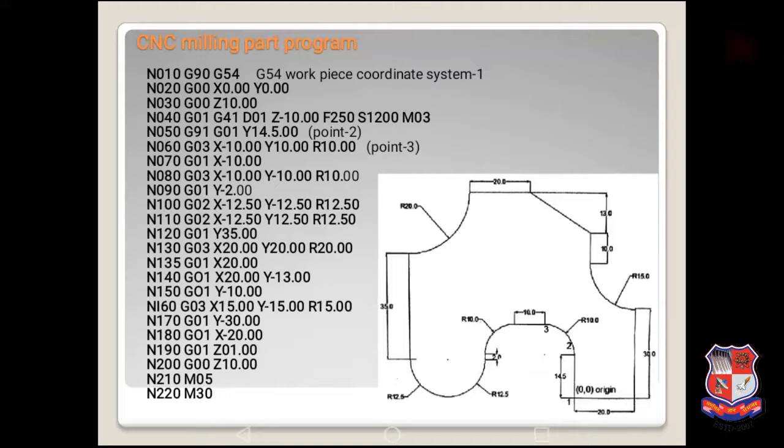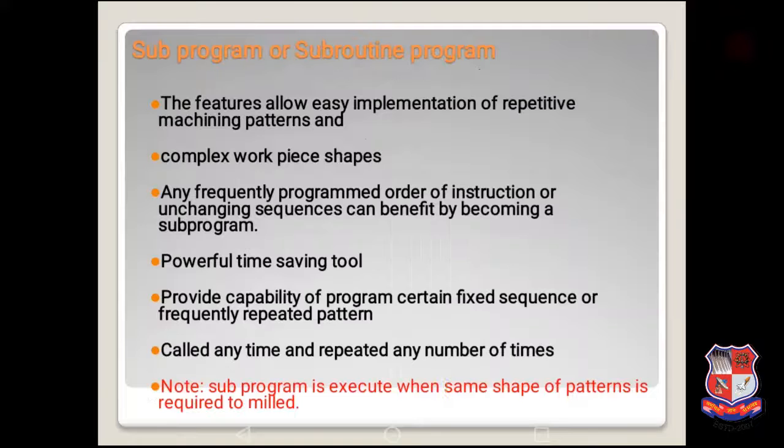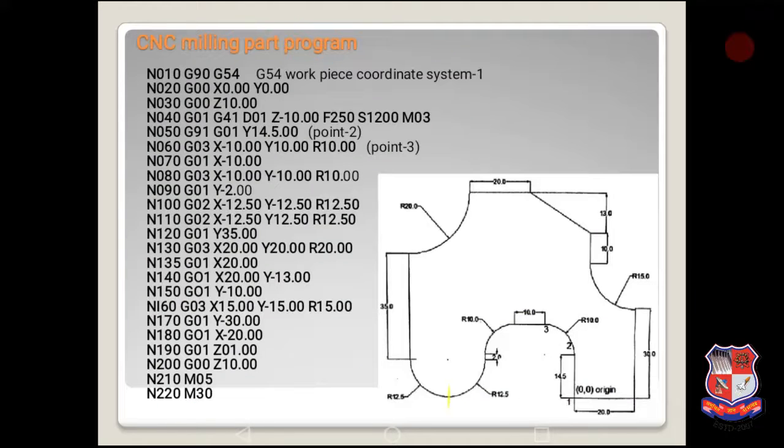Similarly, in the next block, we wrote G02 command with X minus 12.5. Once again, X movement is in left from 0, but the movement of Y is in upward direction from the last position. We use Y 12.5, no negative sign, and complete the arc.